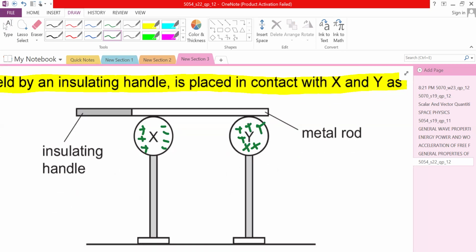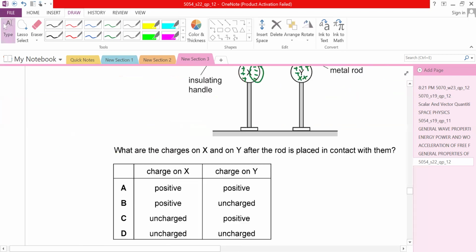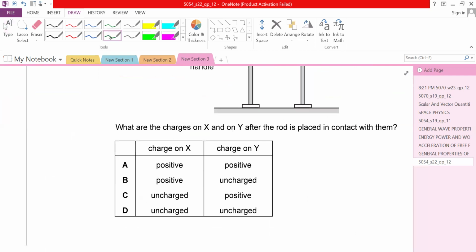When a metal rod is placed, these negative charges will go to the metal rod, and X will only have positive charge and Y will also have positive charge. So X and Y both are positively charged. So the correct option is positive on X and Y, which is A.